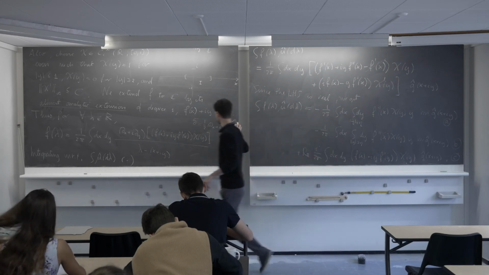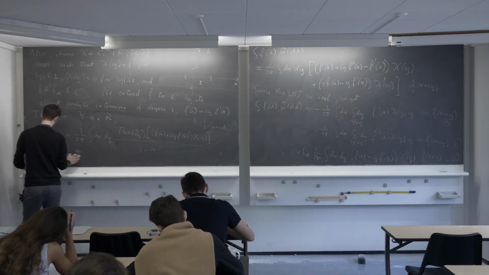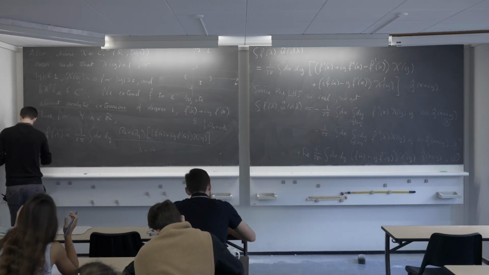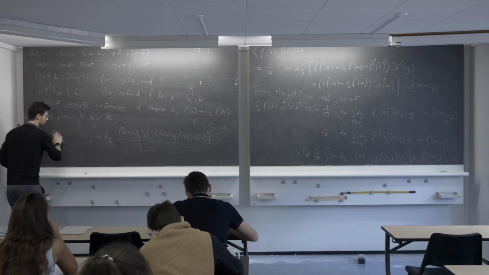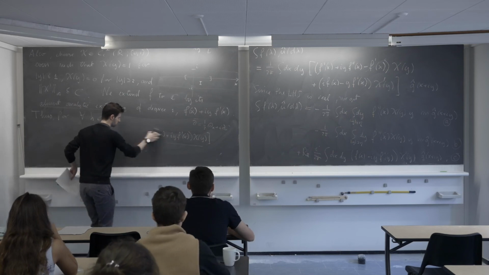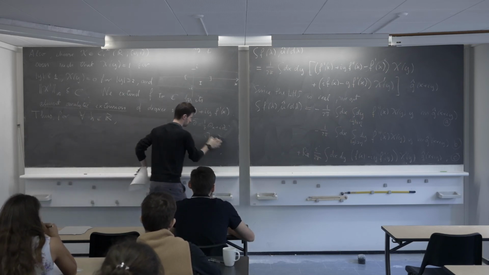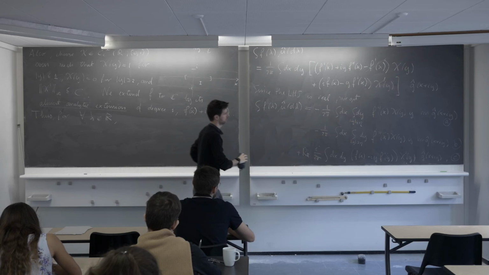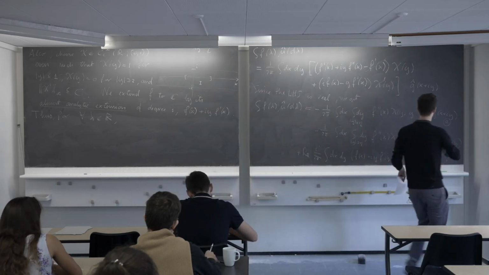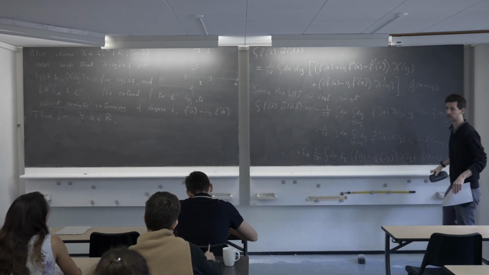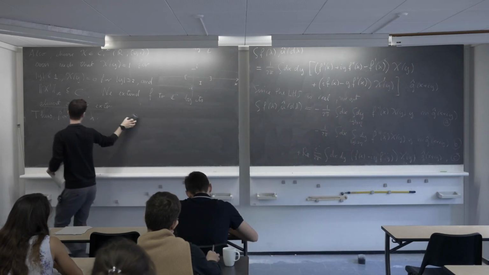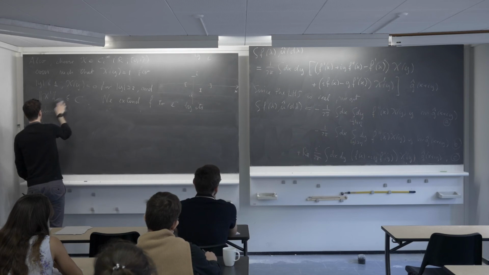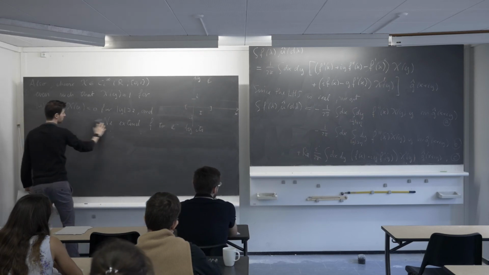Good. So let's look at these terms individually. Just before starting, you see the approach is straightforward, right? We have bounds on this g hat from theorem 11. So we just have to plug these bounds in and estimate the integrals. I would like to do that carefully.